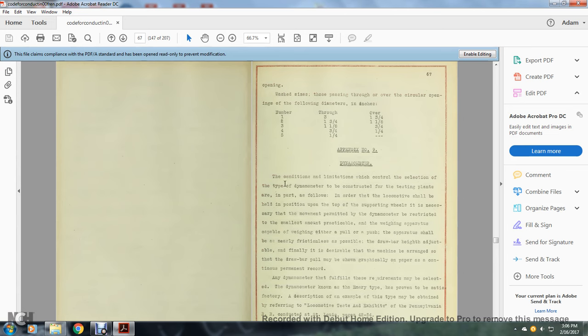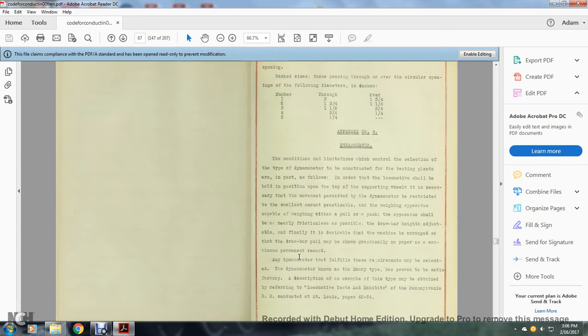Appendix number 9, dynamometer. The additional limitations controlling the selection of the type of dynamometer for the construction of the testing plants are in part as follows. In order that the locomotive shall be held in position on top of the supporting wheels, it is necessary to have the movement permitted of the dynamometer restricted to the smallest amount practicable, with acceptable weighting either pull or push. The apparatus should be as nearly frictionless as possible. The drawbar should be highly adjustable, and finally it is desirable that the machine be arranged so that the drawbar pull is shown graphically on paper in a continuous permanent record.